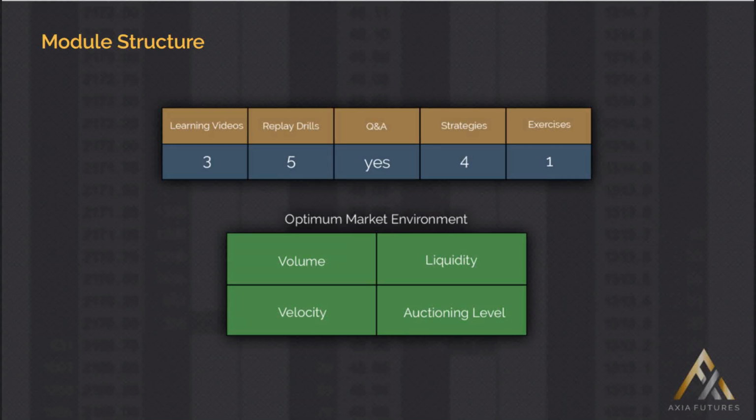Let's look at the module structure for the absorption part of this course. So there are going to be 3 main learning videos. We'll be looking at 5 replay drills. Then we'll have a Q&A session. We'll be looking at 5 main strategies and 1 exercise at the end. And remember, we'll be also focusing on the optimum market environment.